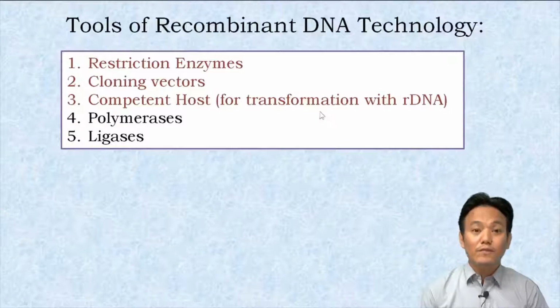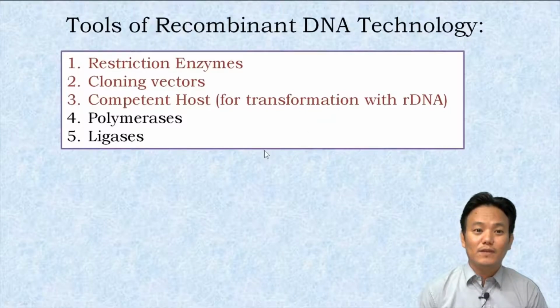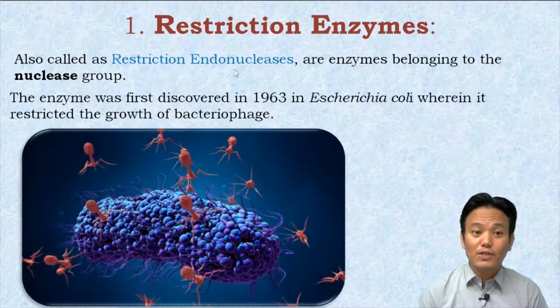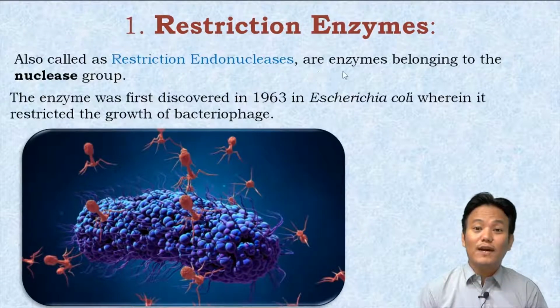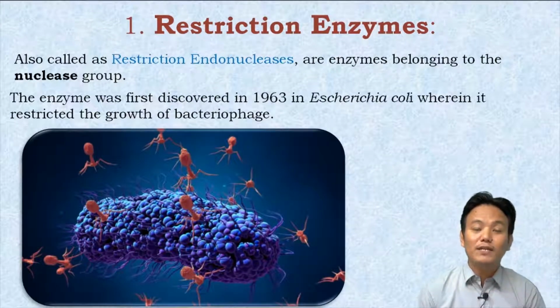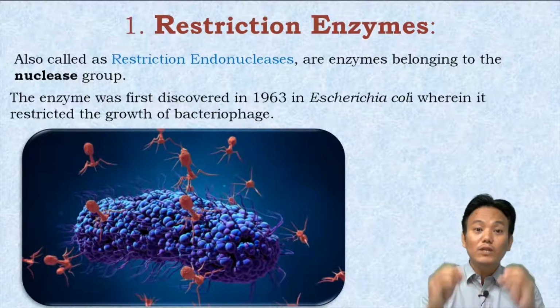In this video, we will talk about restriction enzymes. Restriction enzymes are also called restriction endonucleases. So this particular word is important, restriction endonucleases. Restriction endonucleases are enzymes belonging to the nuclease group of enzymes, and nucleases are those enzymes which can digest nucleic acids like DNA and RNA. They can digest nucleic acids by breaking down phosphodiester bonds present between two nucleotides.